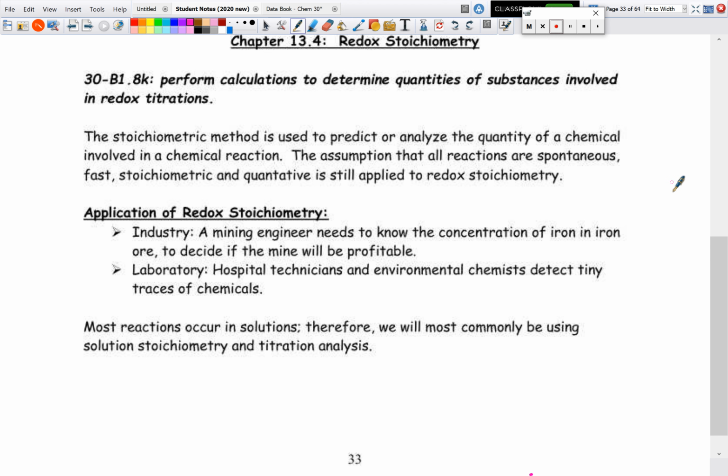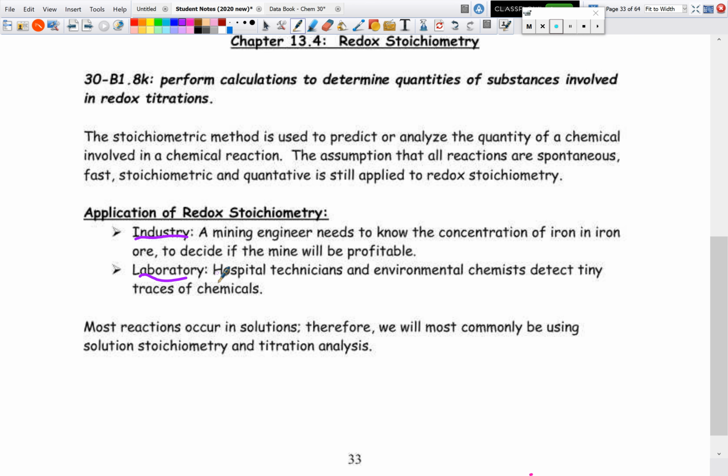Alright, welcome back. So today we are going to look at redox stoichiometry. So basically we are performing stoichiometry calculations with our redox reactions. Now of course this has many applications in chemistry and industry and of course in laboratory settings. So this is used almost everywhere, as you remember from Chem 20 with stoichiometry.